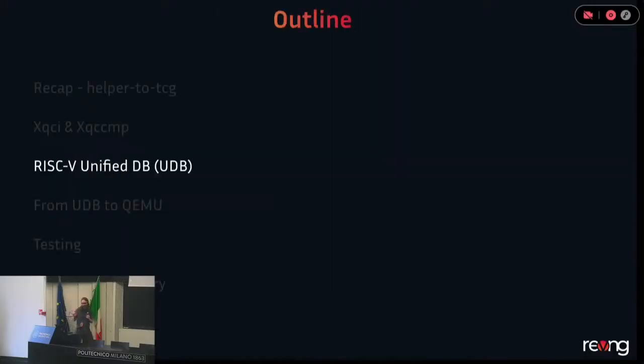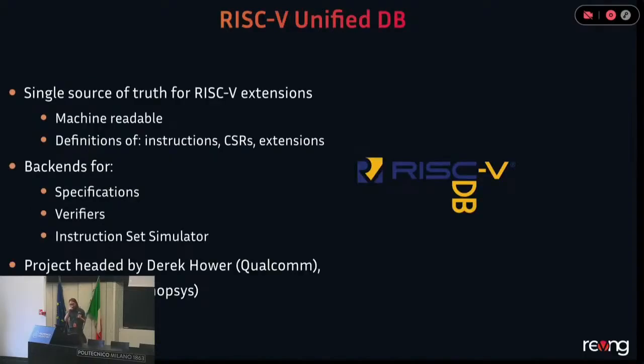Now let's take a look at the actual specification for these instructions. It's a part of the riscv-unified-db. The goal of this project is to act as a single source of truth for RISC-V extensions. The primary focus here is to make sure that everything is machine readable. So you have definitions of everything from instructions and control and status registers to extensions. You also have information about what extensions depend on other extensions, etc.